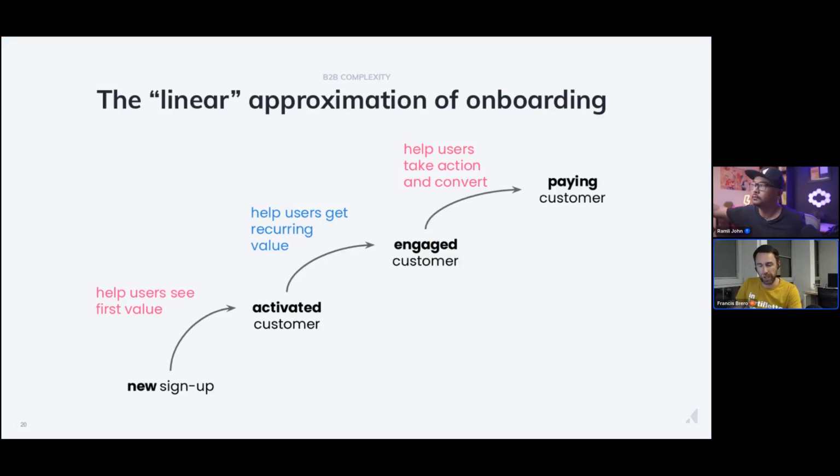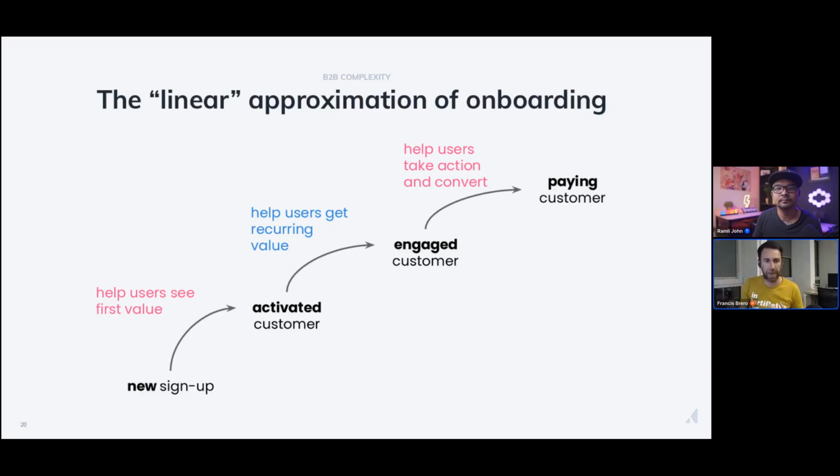One of the challenges that I see with a lot of folks is that PLG in B2B is a little bit inherited from the B2C world. A lot of the B2C model has been inherited in how we think about growth in B2B, and we tend to replicate this linear way of thinking: someone signs up, they activate the product, they get that first value, they get recurring value, and then they start paying. Very B2C model.